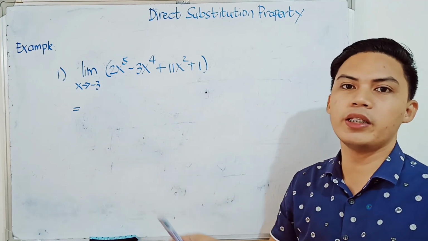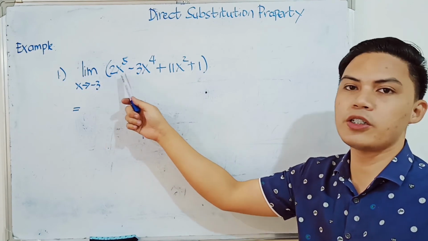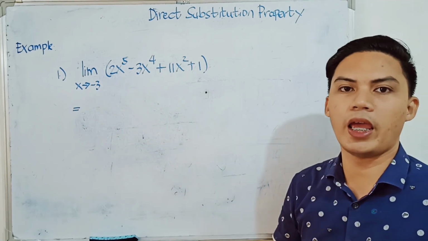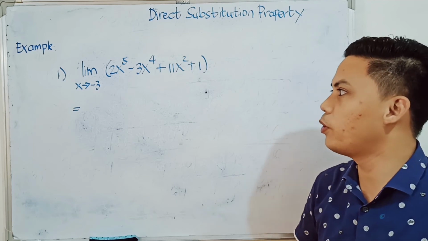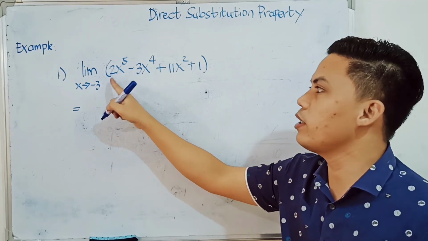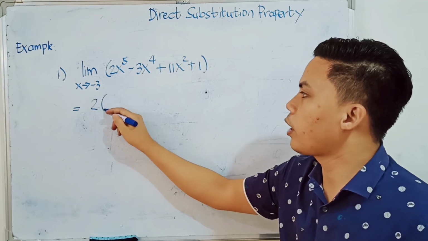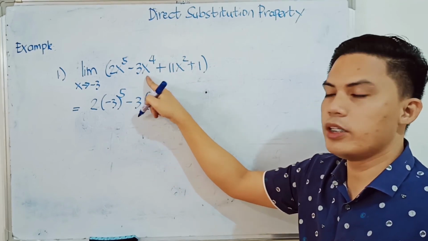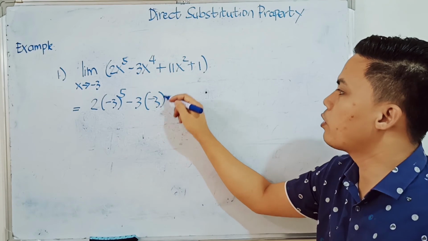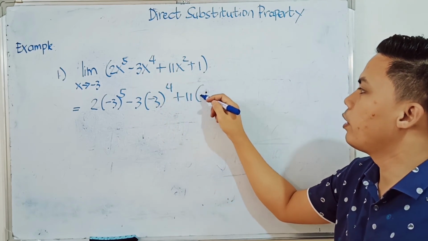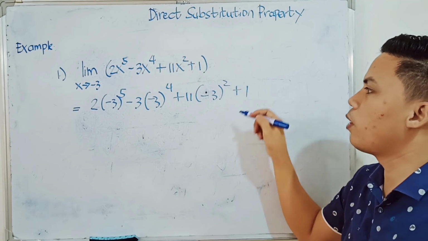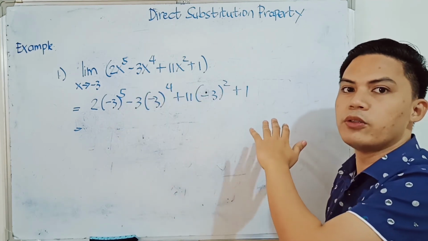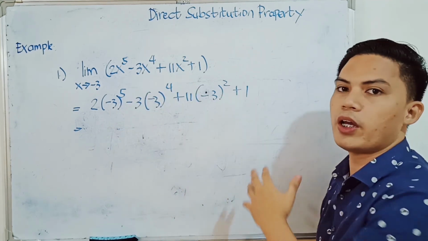So if yung domain natin na negative 3 is yung domain ng function or given function natin, then we can substitute negative 3 dito sa values ng x natin. So using the direct substitution, all we need to do is to substitute negative 3 sa value ng x. So we have 2 times negative 3 raised to 5 minus 3 times negative 3 raised to 4 plus 11 times negative 3 squared plus 1. Okay? So para lang nag-shortcut lang tayo, automatic nag-substitute agad tayo dun sa lahat ng values ni x. Then simplify yung given polynomial.